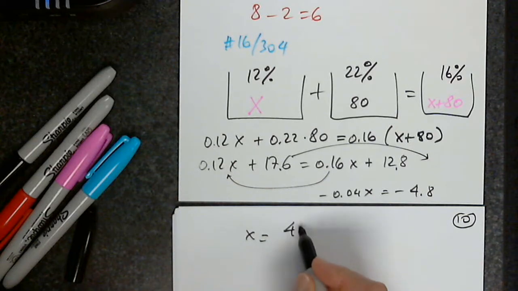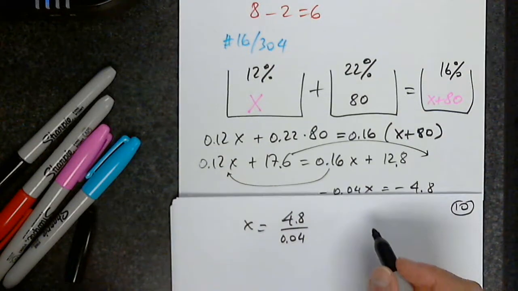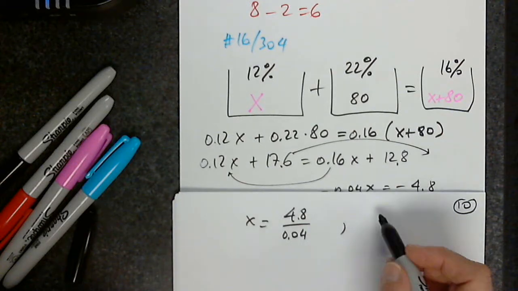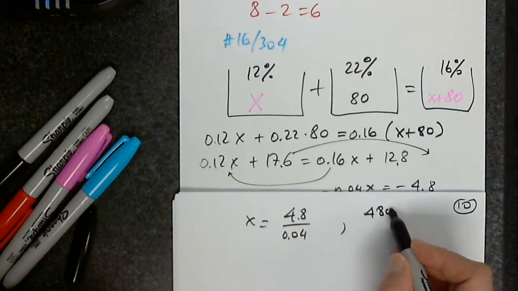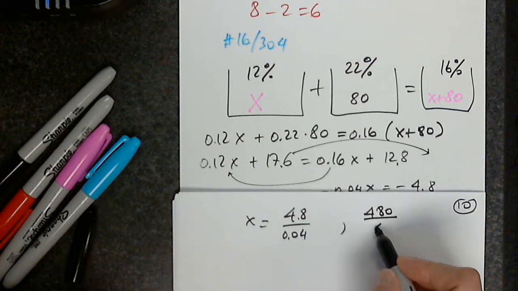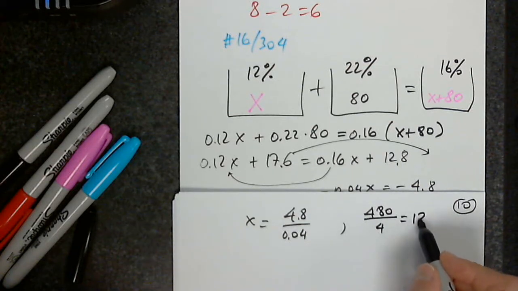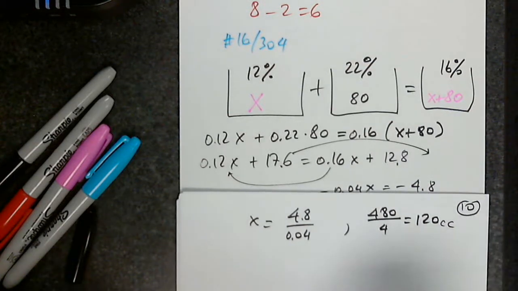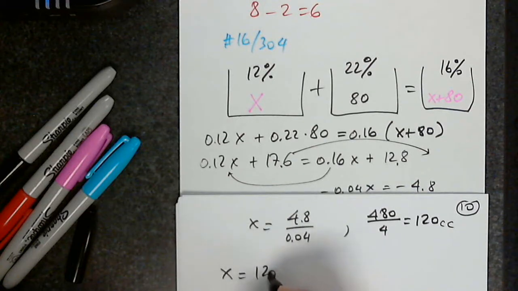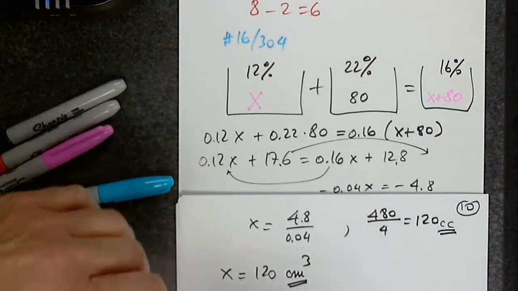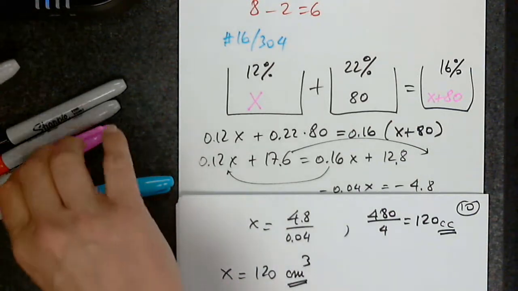So x equals 4.8 divided by 0.04. I will multiply top and bottom by 100. And I get 120 cubic centimeters. So x equals 120 cubic centimeters. Written like this or written like this is the same thing. Of course, I don't trust it till I check.